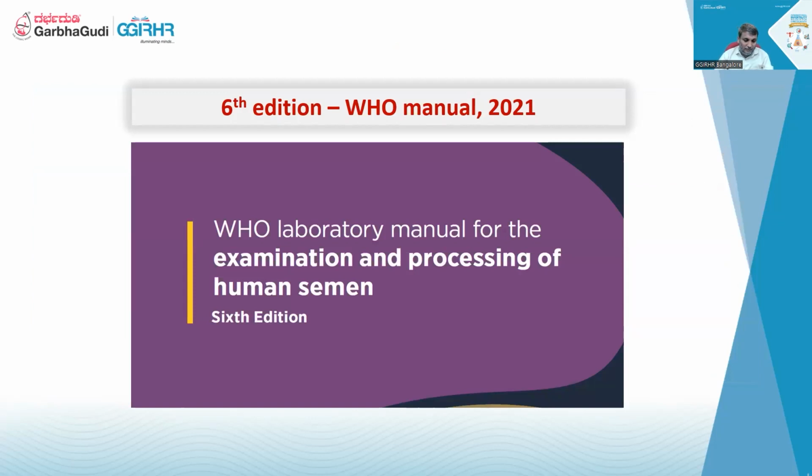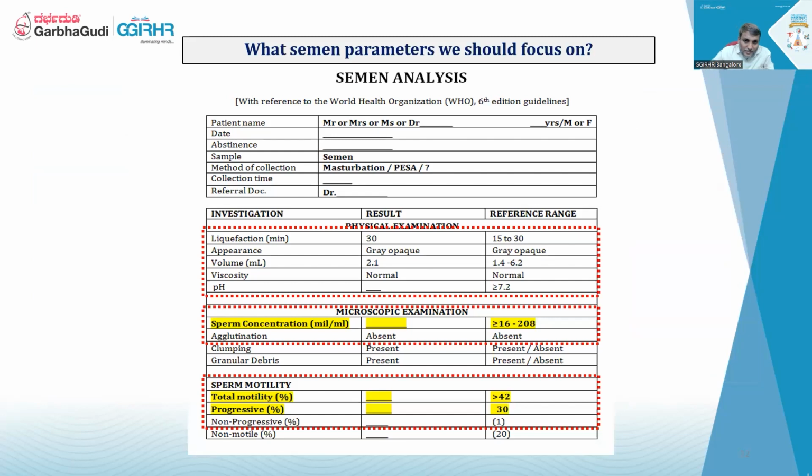This manual is easily available on Google Scholar. What you can do is type 6th edition WHO manual 2021 PDF, and you can download this manual. So from this slide onwards, whatever I'm talking about is from this manual. Okay, now, once the semen analysis report is generated, what should you focus on?